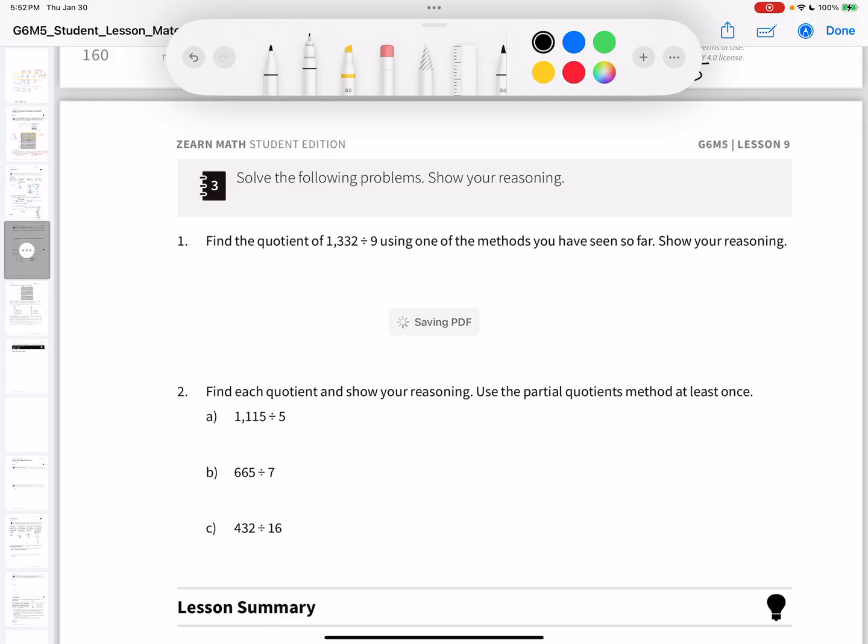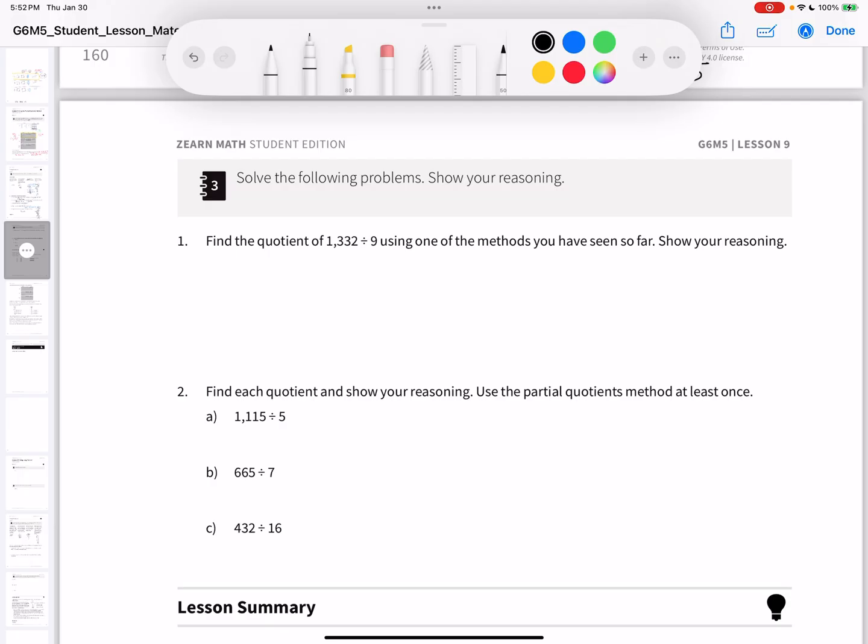Sorry, partial quotients. That's what I have meant to be saying. I don't know why I said partial products. It's partial quotients. All right, solve the following problems. Show your reasoning. Find the quotient of 1,332 divided by 9 using one of the methods you have seen so far.